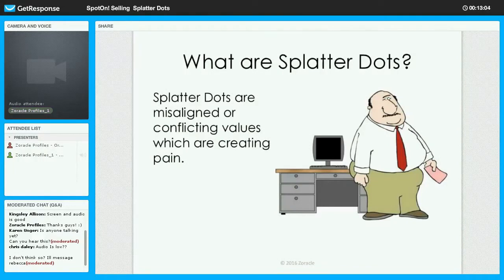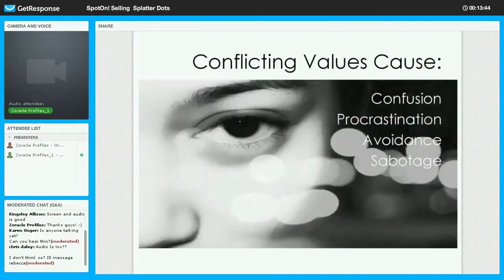So now let's look at the second piece. What are these splatter dots? As Aubrey mentioned a little bit earlier, the splatter dots are conflicting values, or they're misaligned values. They're values which are askew in this person at this point, and that are exerting some kind of pain in your prospective franchisee. This is what's drawing extra attention in your prospect's life at this moment. This is the thing that's probably having them knock on your door and go out on the internet looking for something to relieve this pain that they are suffering.